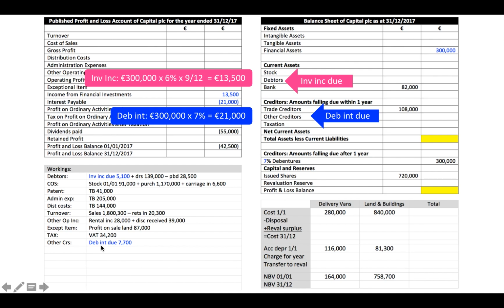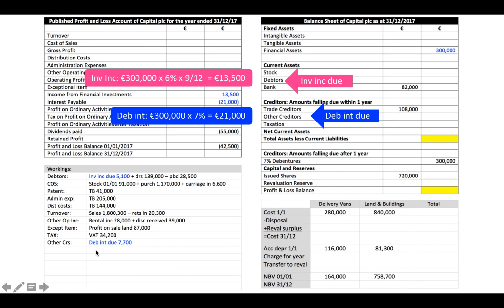However, we didn't receive all of it, or we didn't pay all of it. So 13,500 minus the amount that it says that we have received in the trial balance is 5,100 euro. Okay, so investment income due, 5,100 euro there into debtors.